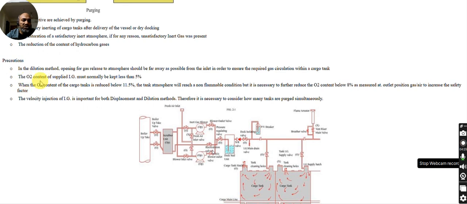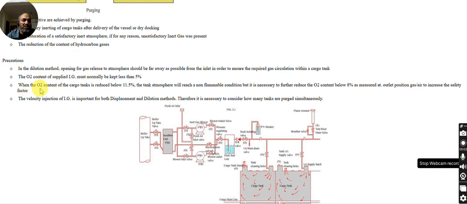Another precaution: the oxygen content of the supplied IG must normally be kept less than 5%. If your oxygen level initially is less than 5%, then only can you bring down the oxygen level in the tank or maintain it below 5%. So starting from the IG plant, you have to check from the fixed oxygen meter that the oxygen level is below 5%.